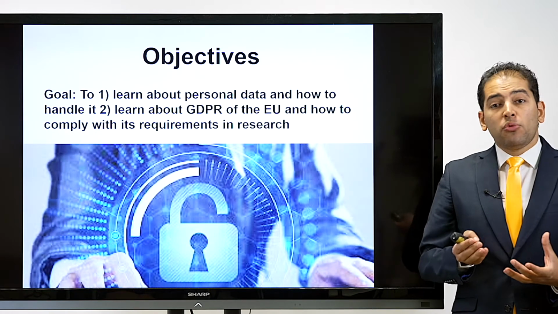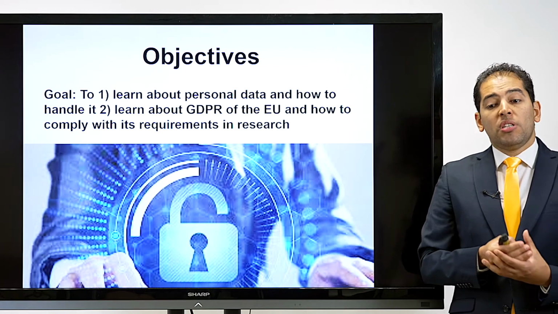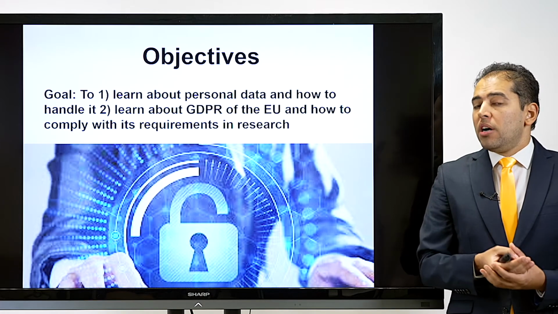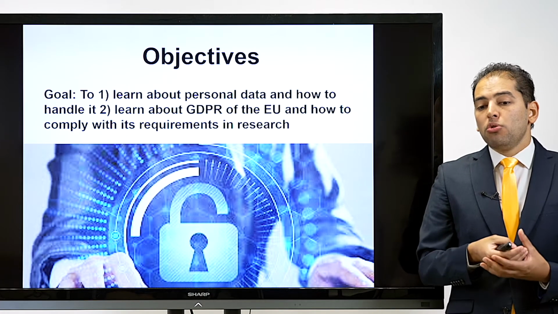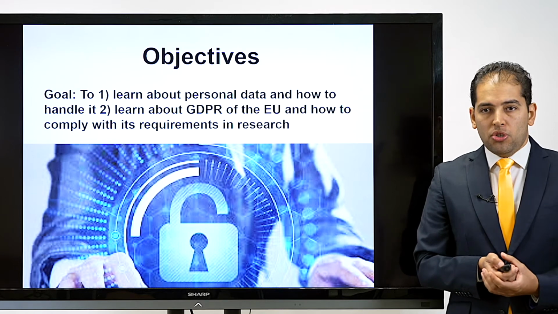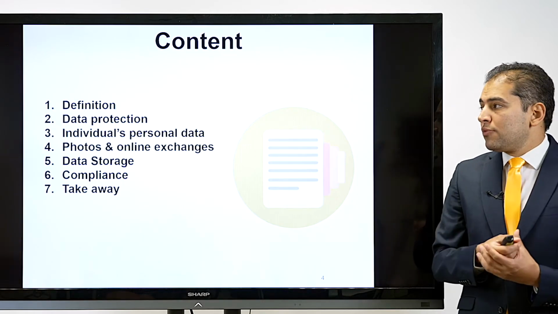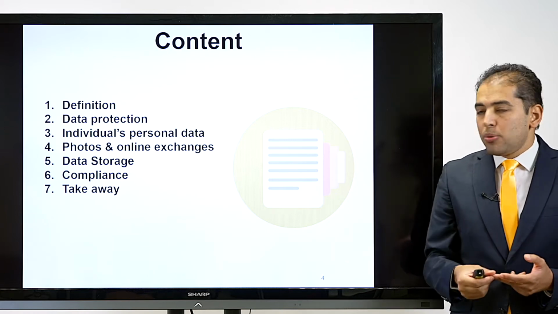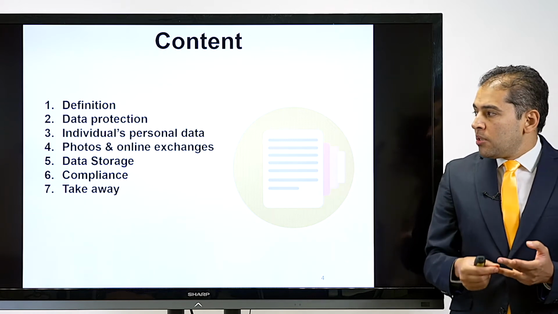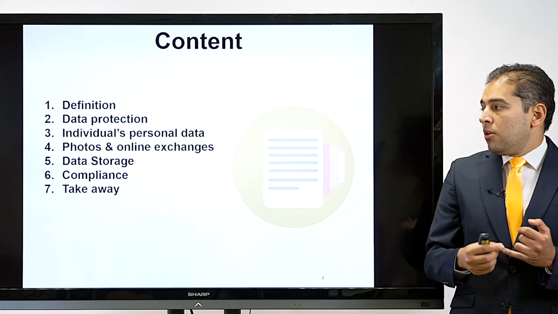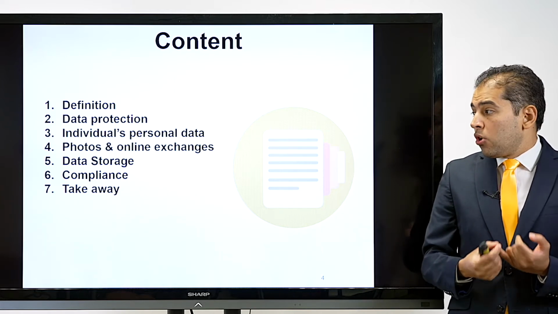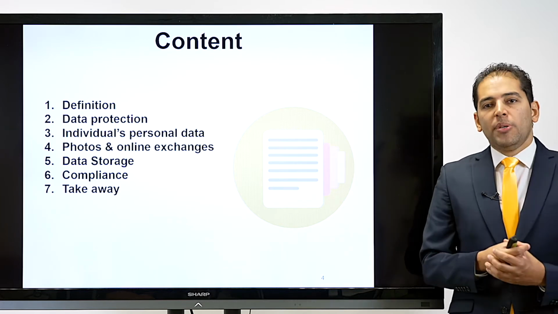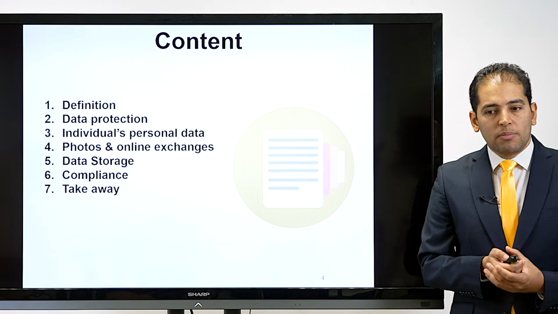Well, the objective of today's presentation is, number one, to learn about personal data and how to handle it, and number two, to learn about the GDPR of the European Union and how to comply with its requirements in research. The content of today's presentation will be mainly based on some definitions, data protection, what it is, what are the individual personal data, what to do with photos and online exchanges, how to store the data, and for sure how to comply with the GDPR requirements before having some takeaway message.